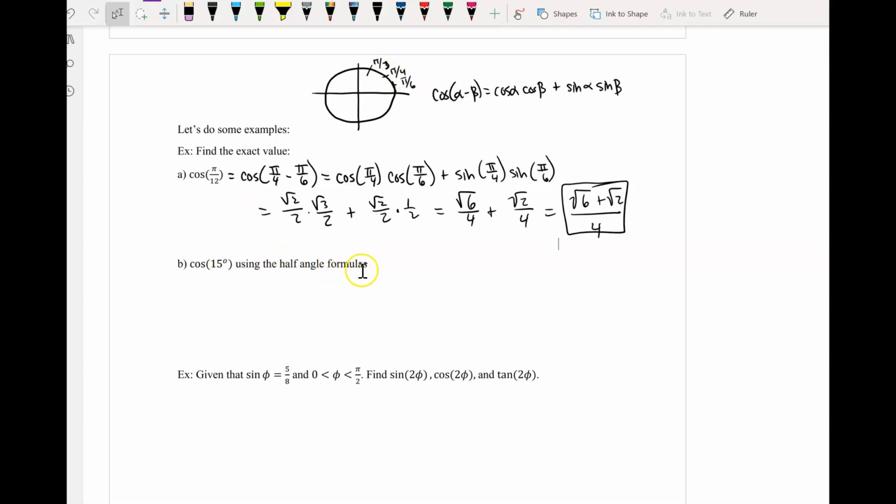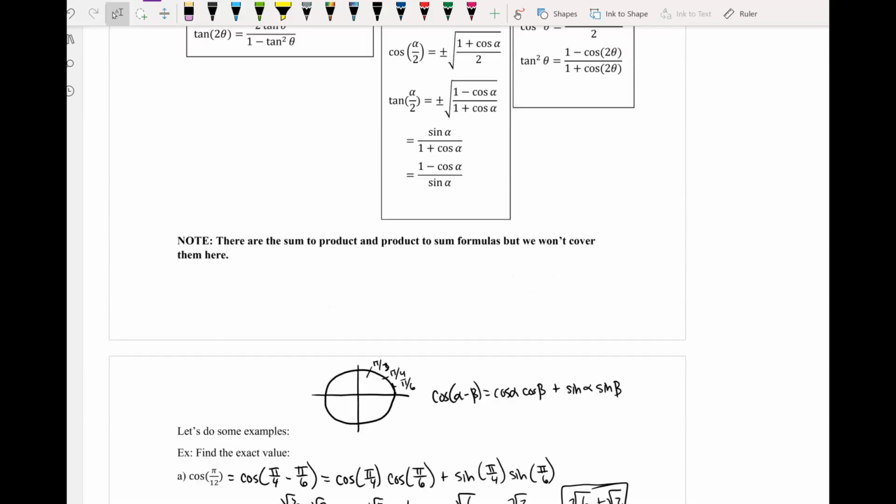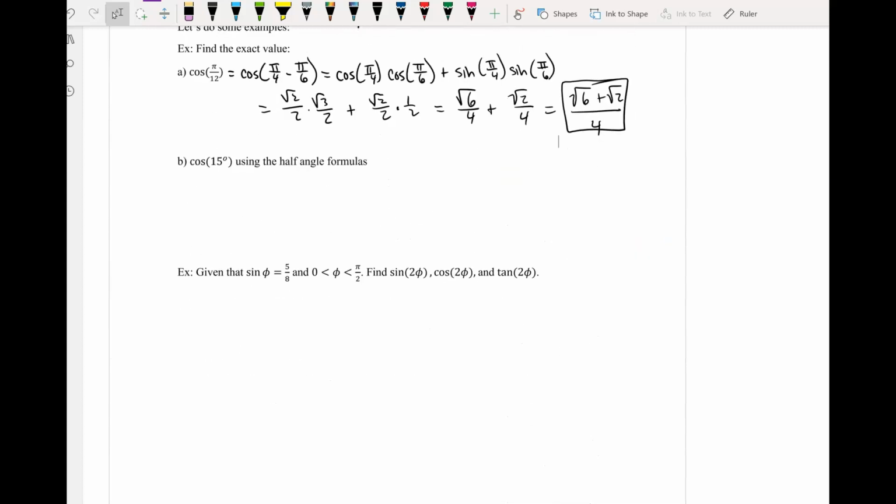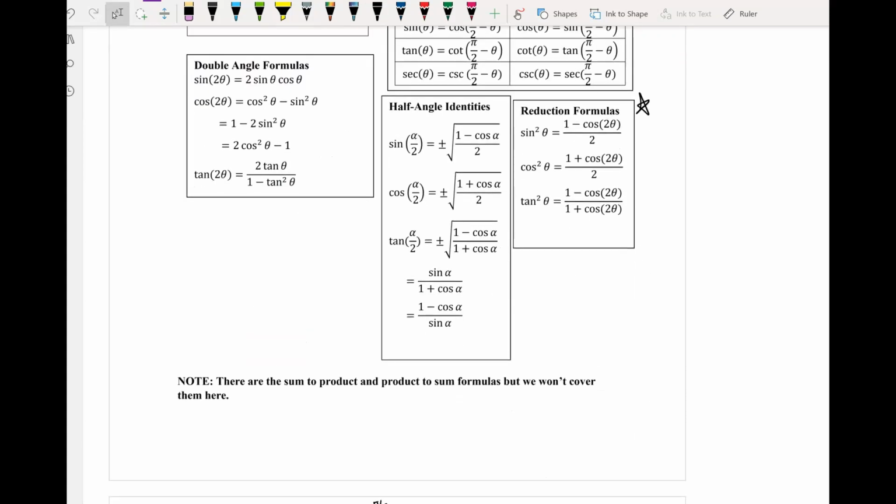But now we want to use the half angle formulas. So the cosine of 15 degrees. Let's go back up and look at the half angle formulas. The half angle identity right here says cosine of alpha over 2 is equal to plus or minus the square root of 1 plus cosine of alpha, divided by 2. So let's go ahead and write that down. We have the cosine of alpha over 2 is equal to plus or minus square root of 1 plus cosine of alpha divided by 2. Just double check, make sure that I did this right. We don't want to mess this up.